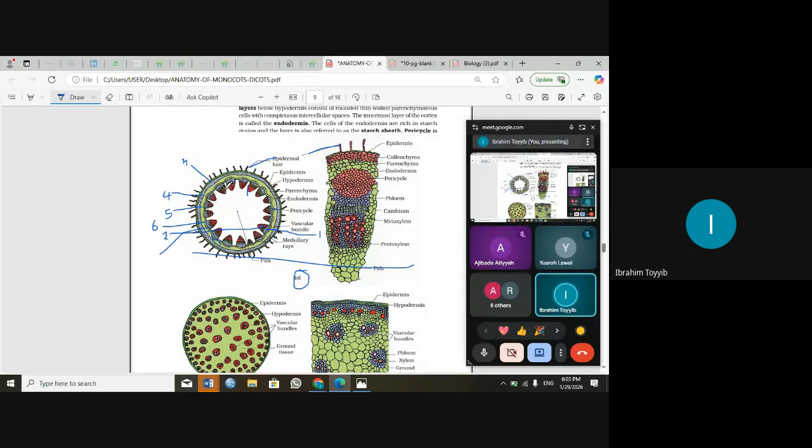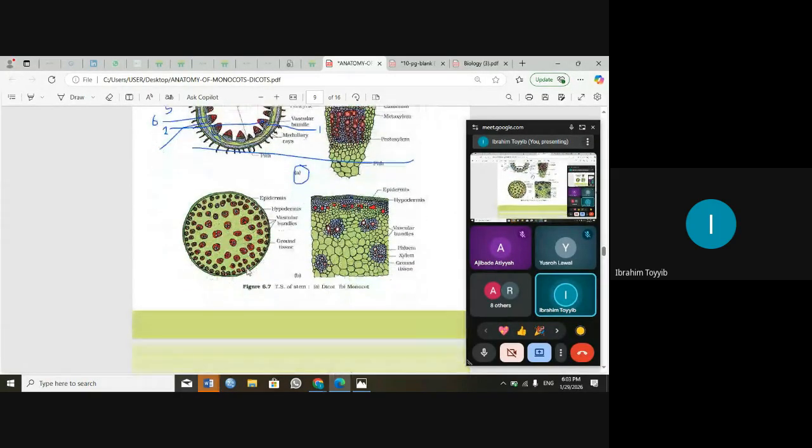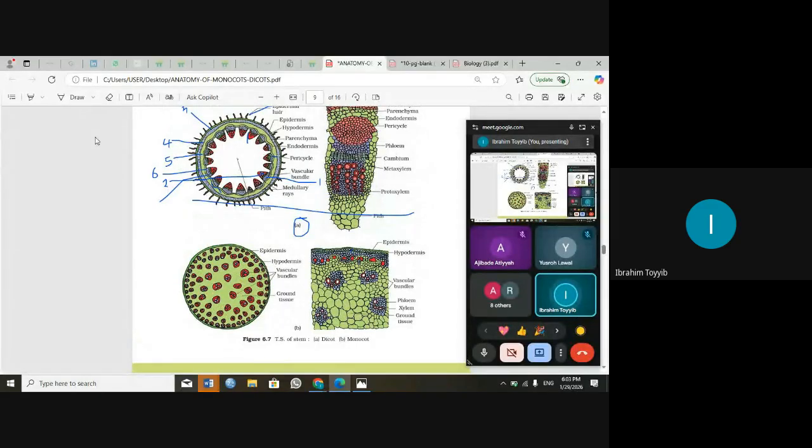Let's now go to the monocot stem. You have looked at the dicot stem. Look at these two diagrams, 1 and 2. Can you see that this one is a dicot stem and this one is a monocot stem? MS, monocot stem. DS, dicot stem. Can you see that there are differences?